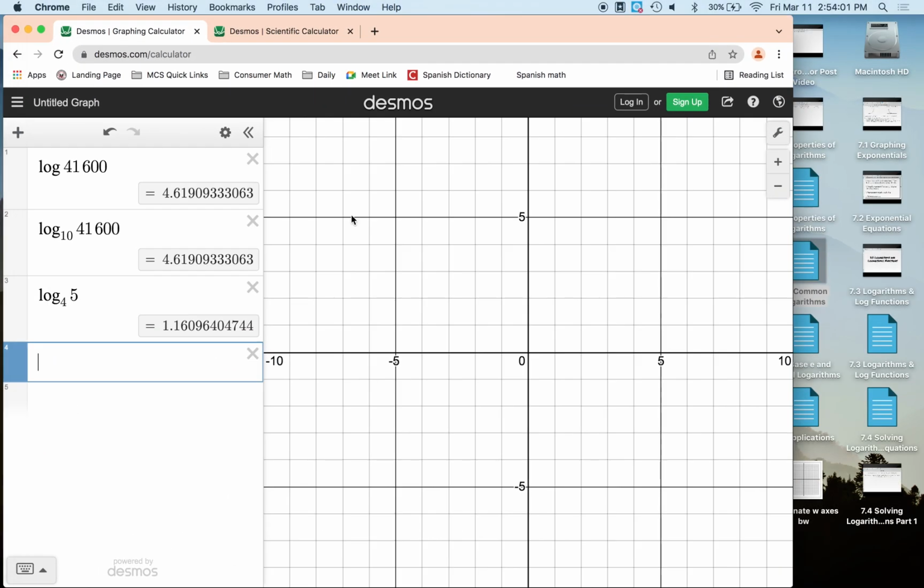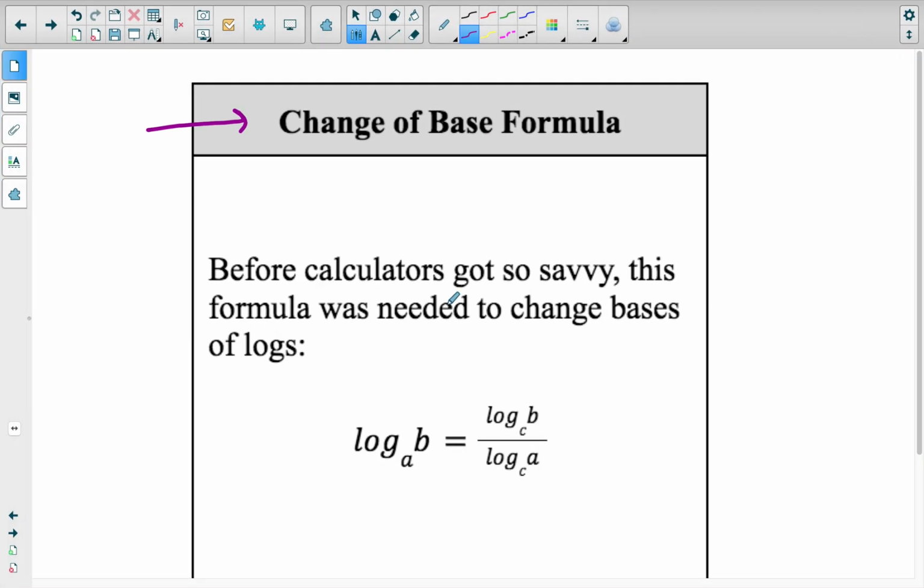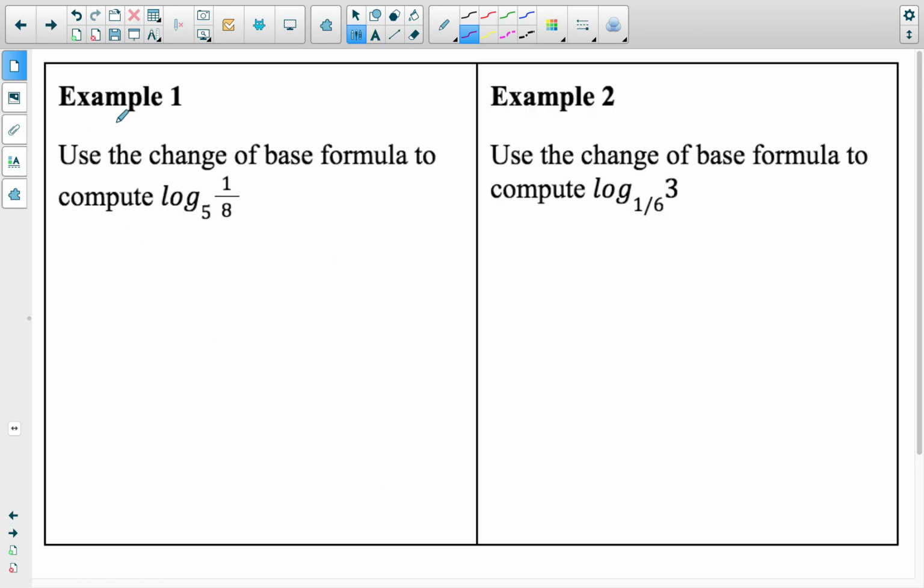So in order to avoid that, in order to still be able to evaluate this log, we can use something called the change of base formula, where you take the common log of this number divided by the common log of your base number. Here's what this would look like. Use the change of base formula to compute this. This is equal to the common log of 1/8 over the common log of 5.